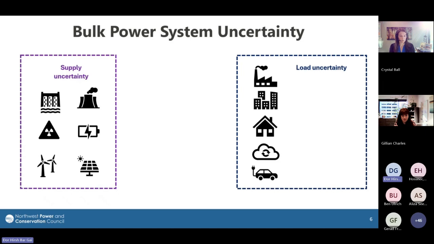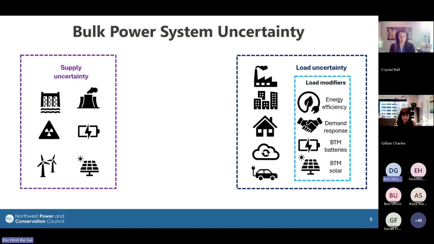On the load, it is also important to remember that we have load modifiers. We do view them as supply resources, but they actually modify the load. And this includes energy efficiency, demand response, behind the meter batteries, and behind the meter solar. And so there are two big components that we're talking about, and making sure that we understand their uncertainties start with supply and then demand in this case, and how we modify that demand.